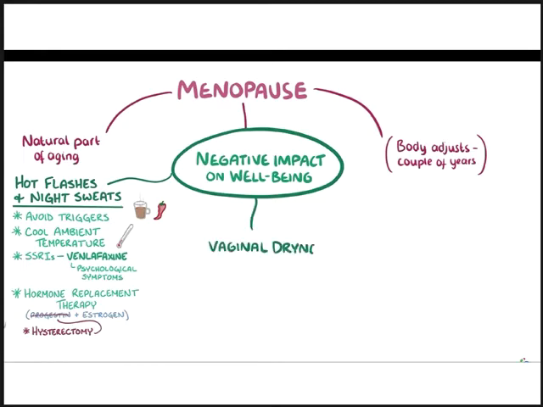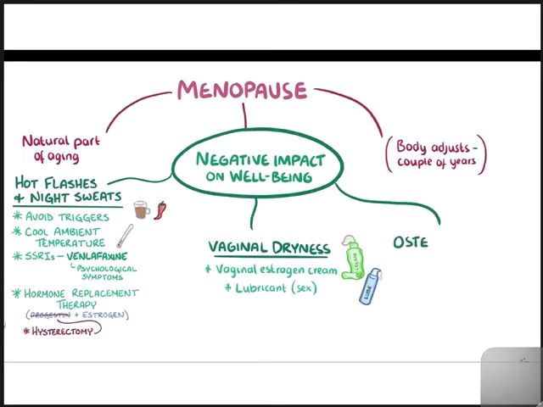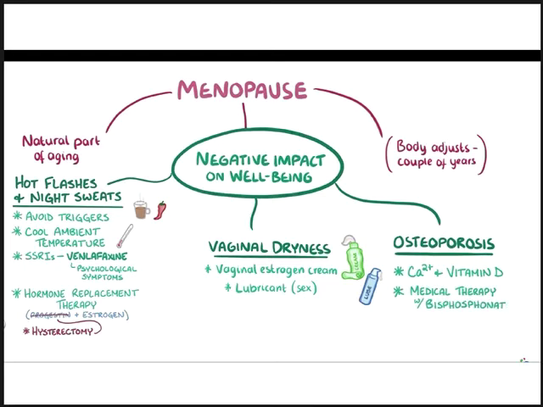For vaginal dryness, there are things like vaginal estrogen creams and lubricants that can be used during sex to help with pain. And in an attempt to prevent osteoporosis, calcium and vitamin D supplements can be used. If osteoporosis is diagnosed, medical therapy with bisphosphonates should be initiated.